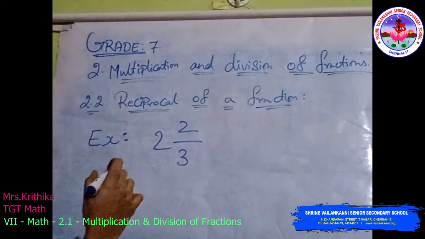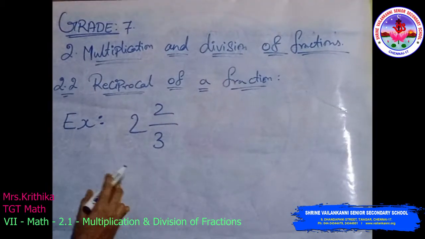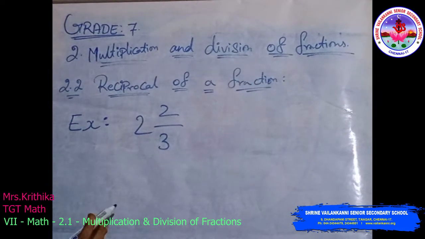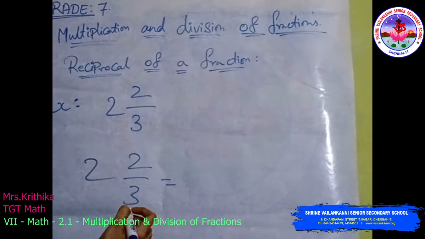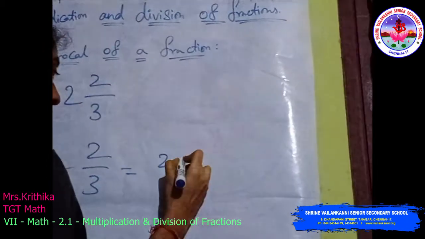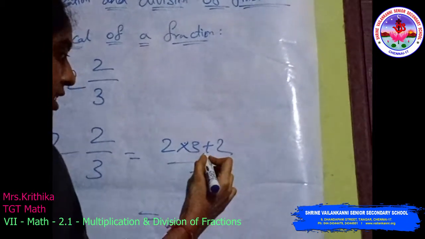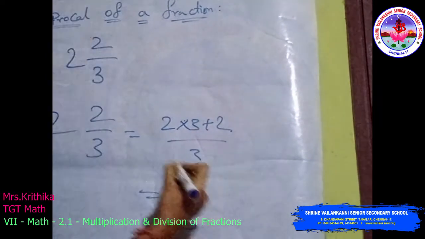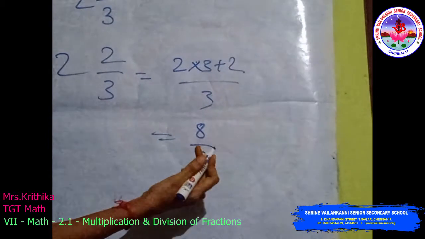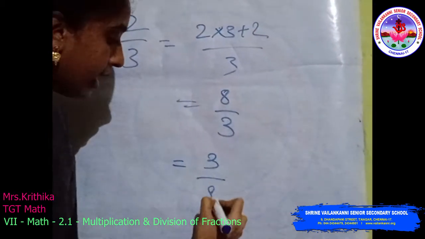Next example, 2 by 3. First convert to the improper fraction. 2 by 3 is equal to, 2 3s are 6, 6 plus 2 is 8, so 8 by 3. Now you can take the reciprocal of the fraction. The reciprocal is 3 by 8.